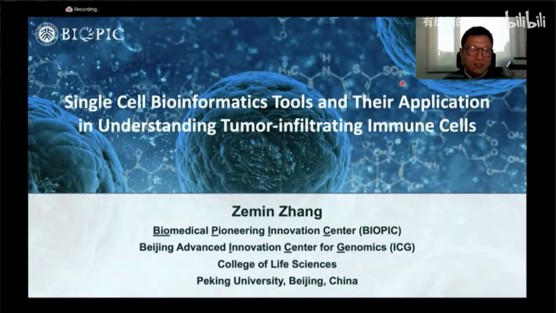It's a great honor to have the opportunity to speak in this exciting forum. I will first describe some of the bioinformatic tools developed in our lab. Then I will mainly focus on describing how we are applying the single-cell technology in understanding the tumor infiltrating immune cells.